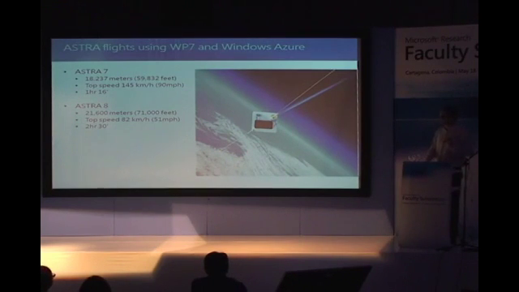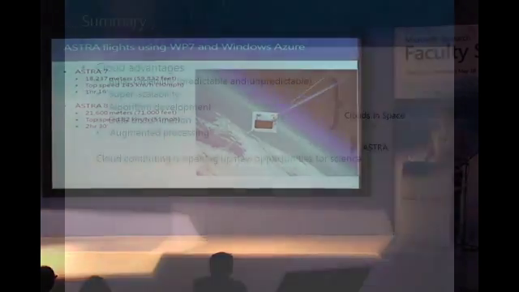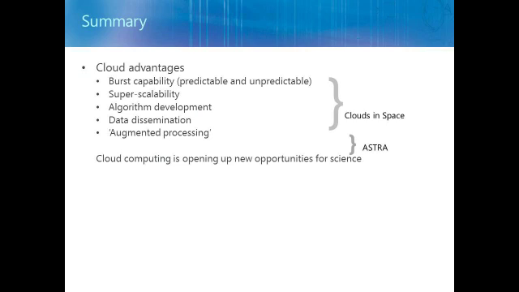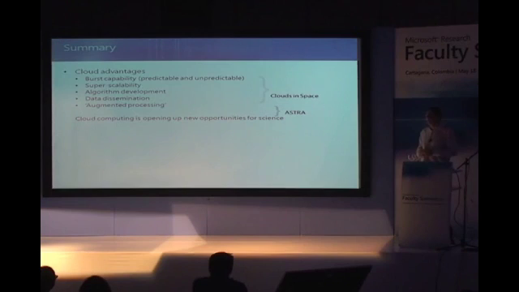The Astra Project is quite interesting because if you think of my previous examples, well, what are the advantages we're getting from cloud and the scalability, the burst capability and that. The Astra Project, at the bottom here, is basically looking at, well, I couldn't find a word for it, and I've called it Augmented Processing.